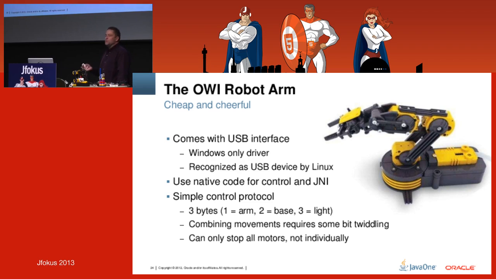What I had to do for that was basically write some JNI code, so write some native code that would actually talk directly to the USB libraries, and then wrap that so that I could then create a Java API that would enable me to control the robot arm from Java. It's a fairly simple protocol. There's 3 bytes that you send to it. The first byte controls the joints of the arm, second byte controls the direction of the base, and the third byte controls this little LED light on the end.